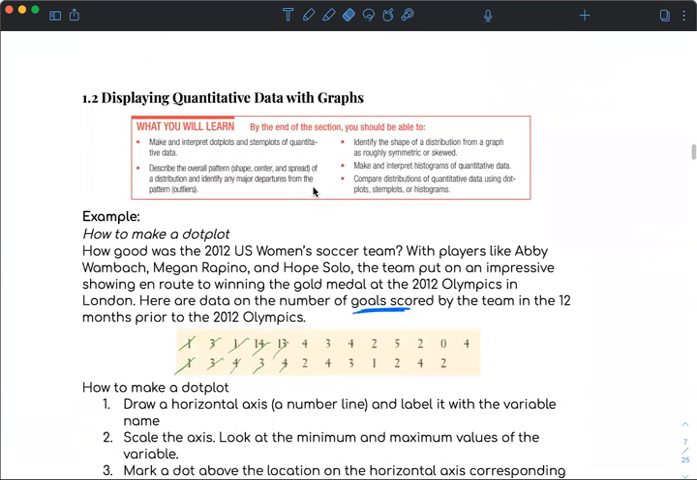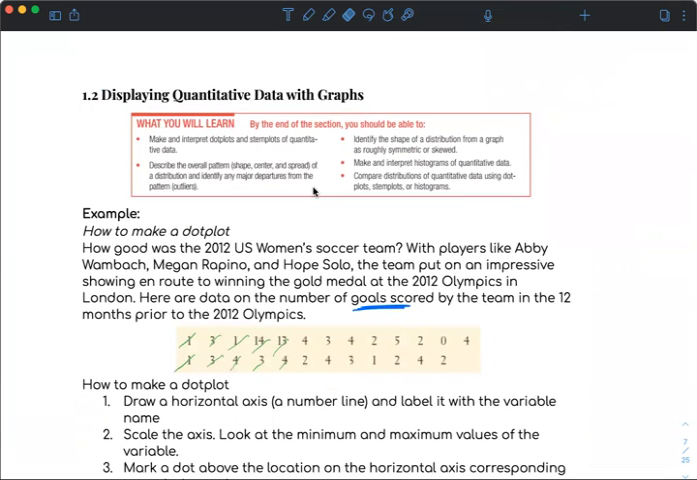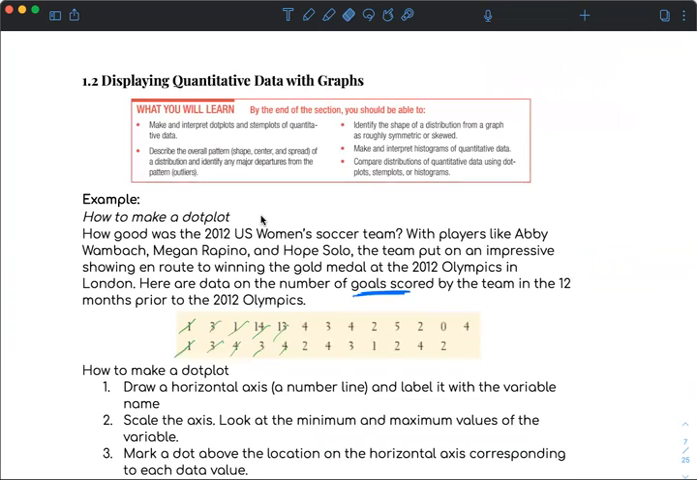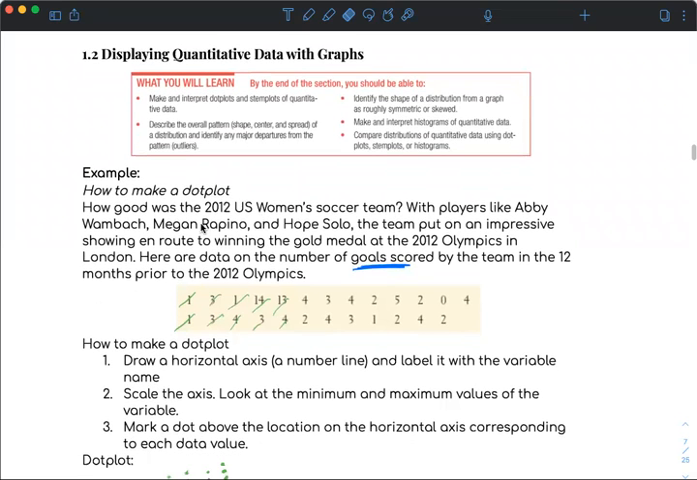So move on to 1.2. This is what you'll learn. I'll let you read. Please feel free to pause the video and copy down notes as we go along. I have everything filled out already, so you're not watching me write for a long time. So just make sure that you're copying notes down, and we'll go over any questions that you have when I return. So first example is how to make a dot plot. It's pretty straightforward.